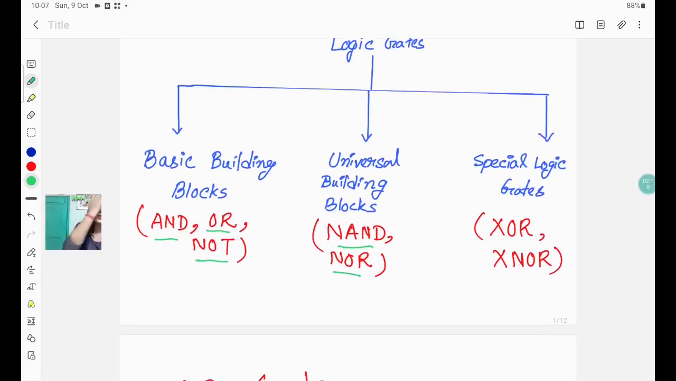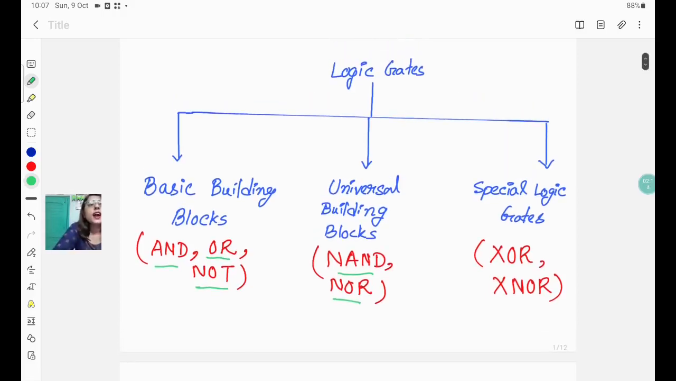And the third one is the special logic gates. These gates are basically used in communication electronics, and in computers for the arithmetic logic unit, these gates are also used. They are called the special logic gates, and the basic examples of them are the XOR gate and XNOR gate.